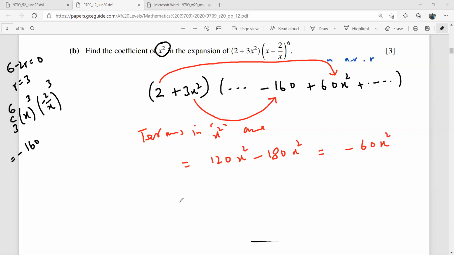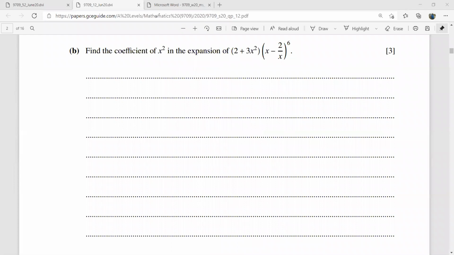Sorry, is it minus 480? This is minus 480. Yes, 3 times 160. Okay, what am I doing? Okay, this is going to be minus 360 then. Okay, so this is minus 360. That is the coefficient of x squared in your B part, okay? So let's go on to the second question.